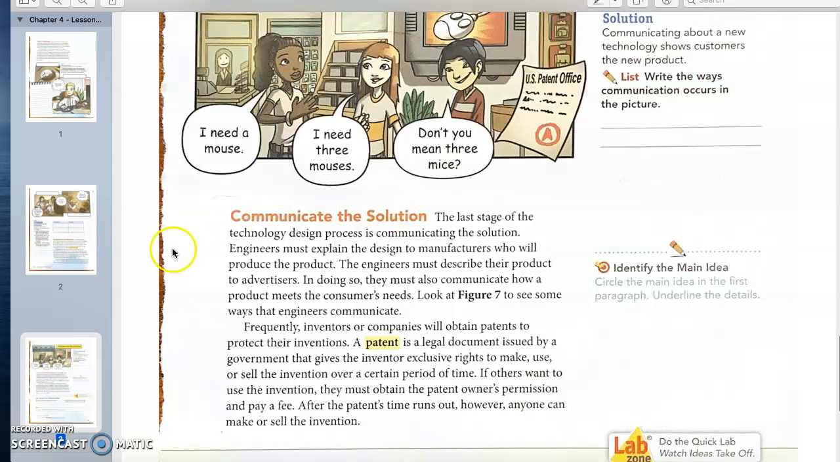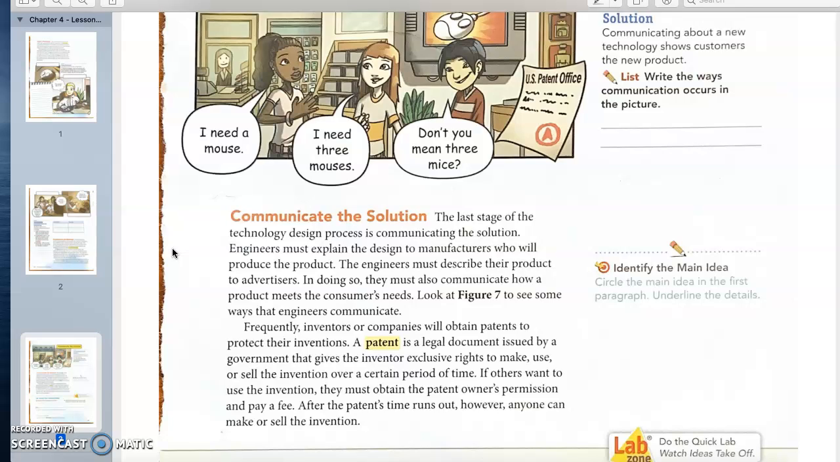It says, communicate the solution. The last stage of the technology design process is communicating the solution. Engineers must explain the design to manufacturers who will produce the product. The engineers must describe their product to advertisers. In doing so, they must also communicate how a product meets the consumer's needs. Look at Figure 7 to see some of the ways engineers communicate.